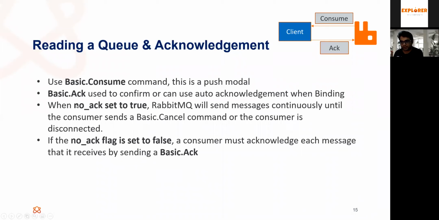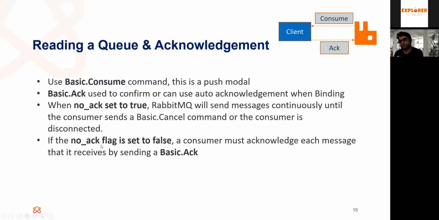Also, there's a flag that we can set, like the no ack flag. If we set no ack to true, that means we are letting RabbitMQ know that we are not sending acknowledgements to you, so that RabbitMQ will continuously send the messages. It's like we open the floodgate and all the messages are coming to our side. That is when we set acknowledgement to true.